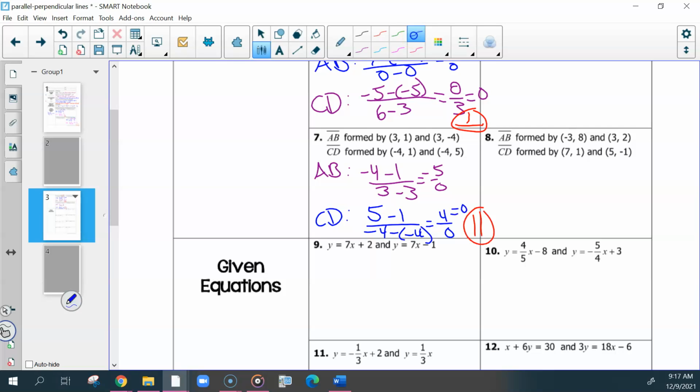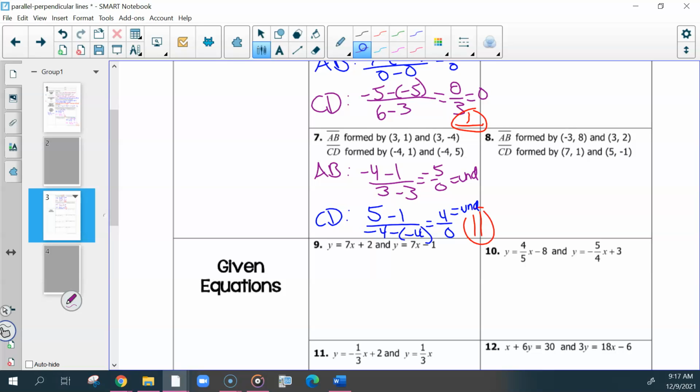So if you just left it at 5 over 0 and 4 over 0, and then maybe thought neither, don't do that. Know that it's over 0, so it's undefined. The other one's over 0, so it's undefined, so they'd be parallel.